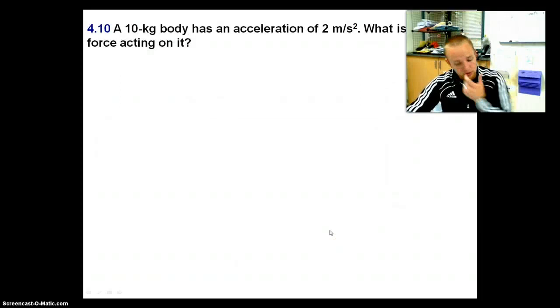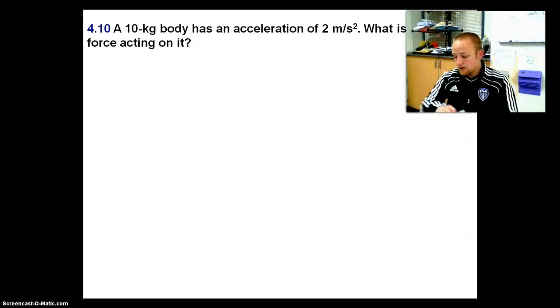All right, so now we're going to get to where we're actually working problems. So here we have 4.10.